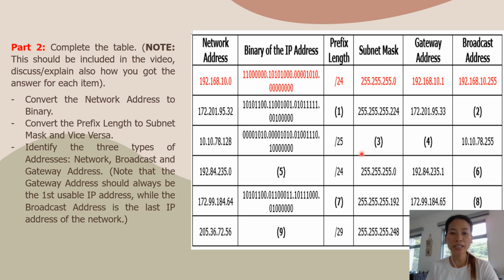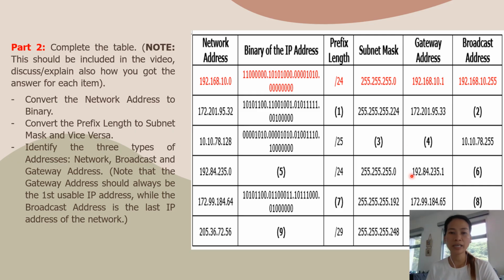8 ones, dot 8 ones, dot 8 ones, dot 1 0 0 0 0 0 0 0. So that means the subnet mask is 255.255.255.128. The last 3-digit 128 I got from the ones here. So this is 128. Okay, so my answer is 255.255.255.128. And then number 4 is the gateway address.